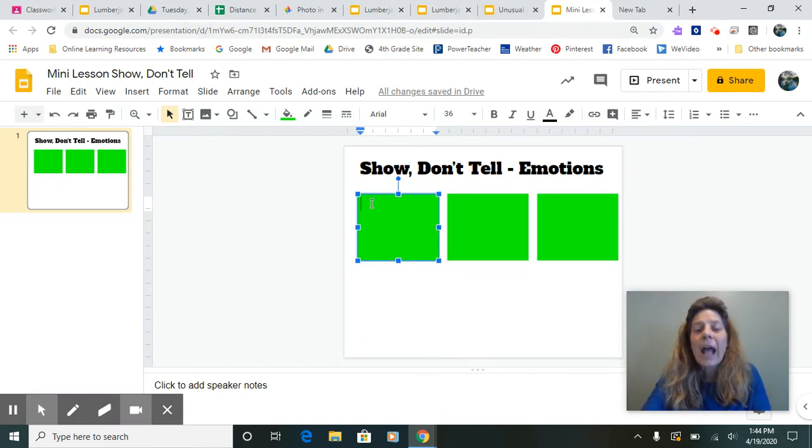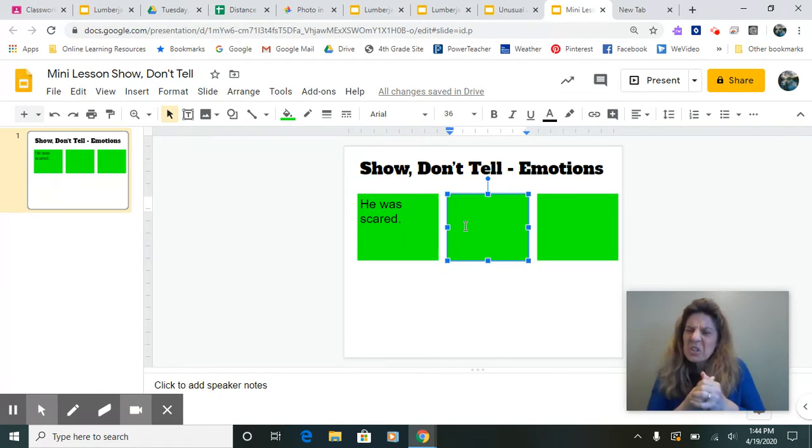So in here, this side is going to be closer to telling. I'm going to say, he was scared. I'm going to think, okay, I just told the reader he's scared. That's not very good. That would be something that we would write a couple years ago, but we're going to improve even more today. So now I'm thinking about, okay, how can I show my reader? What does scared look like? What does it feel like?